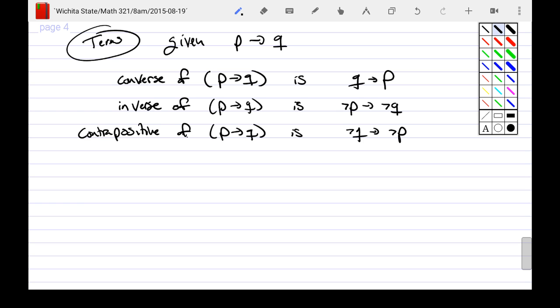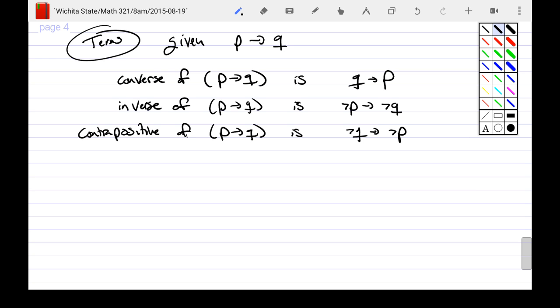People ask me about what this means about sameness? We don't even have a measure of same. I'm just saying that these objects are the converse, inverse, or contrapositive of that. So if I have an implication, we can have a converse of that implication, an inverse of that implication, or a contrapositive of that implication.